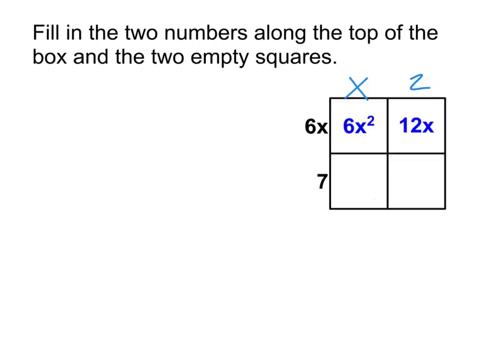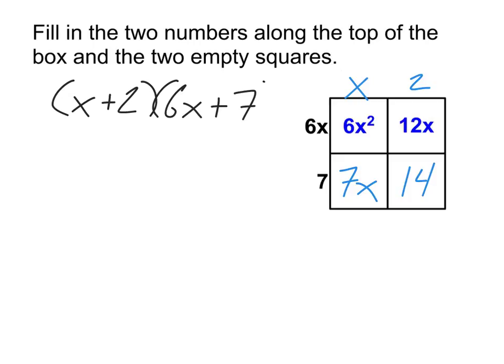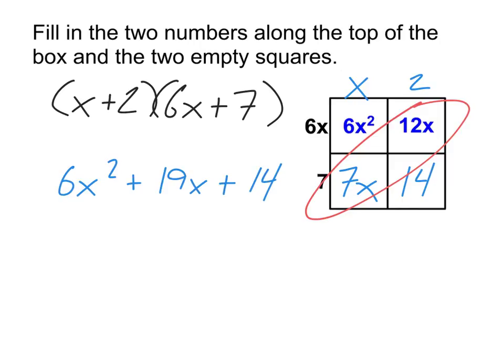Now that I know those two numbers around the outside, I can fill in the other two that are inside the box as well. I do the 7 times x to get 7x, and then the 7 times the 2 to get 14. That completes the whole box. Then we can see both a factored form and an expanded form in this picture, because we have a factored form around the outside. If I read across the top, I have x plus 2. If I read down the left side, I have 6x plus 7. As I look at the inside, I have 6x squared, and then I combine those like terms, so that ends up being plus 19x, and then plus the 14. So the box really is a way of visually representing both our factored form and our expanded form together.